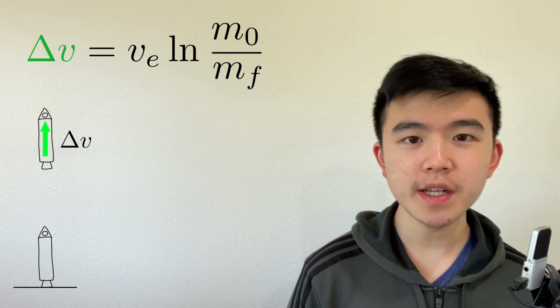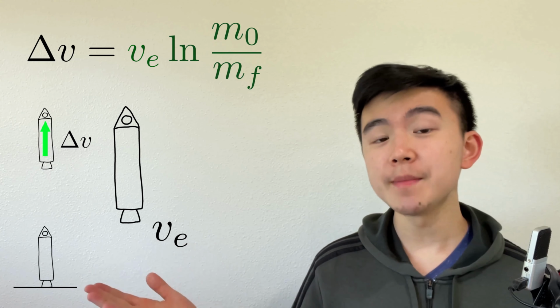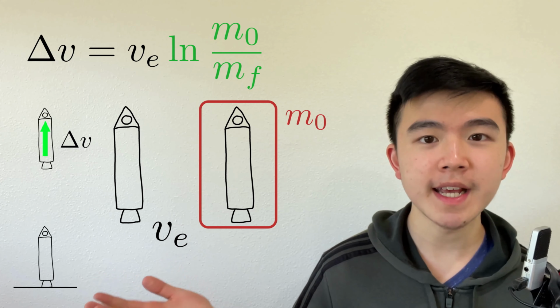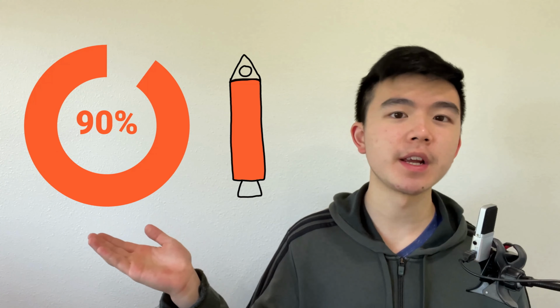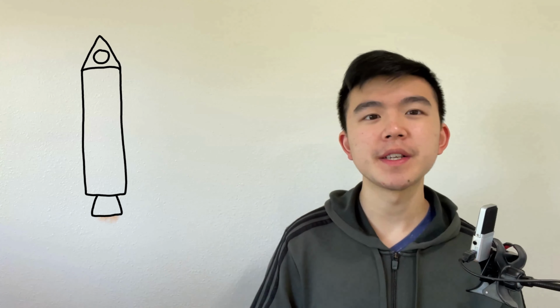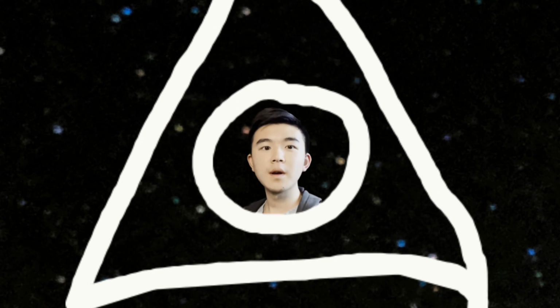It states that our change in velocity equals the speed at which we can throw out fuel times the natural log of the ratio between our total rocket mass and our non-fuel mass. Using this, we find that about 90% of our rocket's mass is just fuel, depending on our engines. So we just need to carry a lot of fuel with us, and then we'll be good to go. Okay, now we're in low Earth orbit.